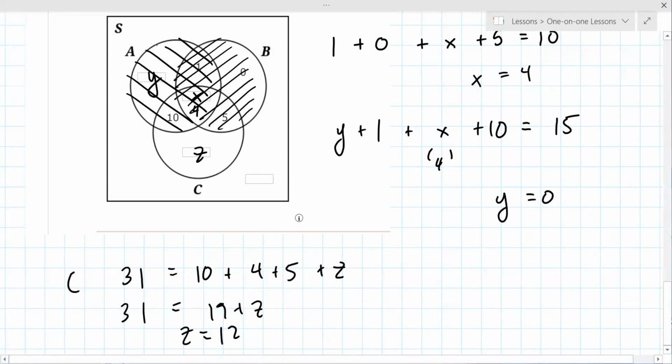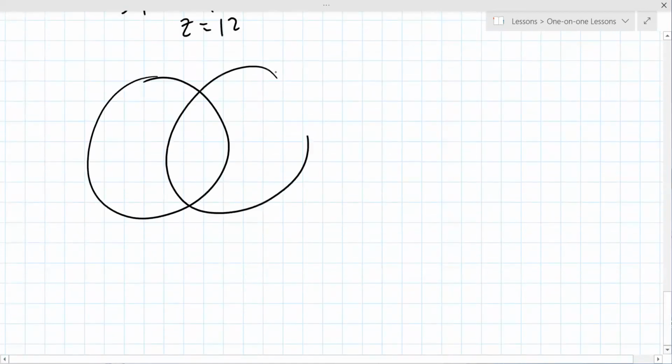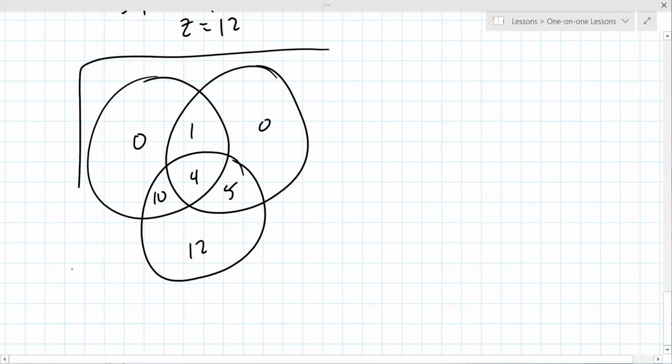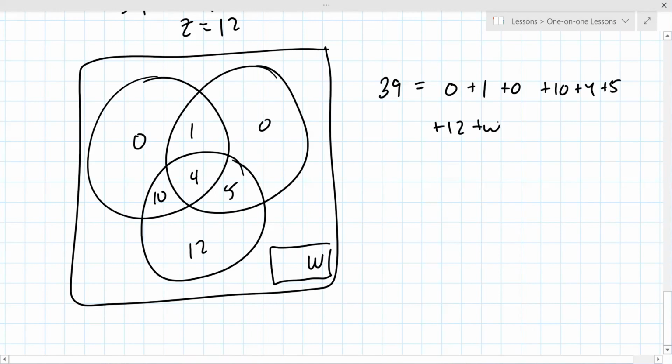Now the whole thing they tell you is 39. So all the numbers that are given here have to add up to 39. Let me just redraw it. Maybe that'll be easier to see. So we've got 0, 1, 10, 4, 0, 5, 12, and then this last number here, which we don't have, I'll call W. All of these have to add up to 39. So 39 is 0 plus 1 plus 0 plus 10 plus 4 plus 5 plus 12 plus W. So it's 11, 15, 20, 32. Looks like W equals 7.